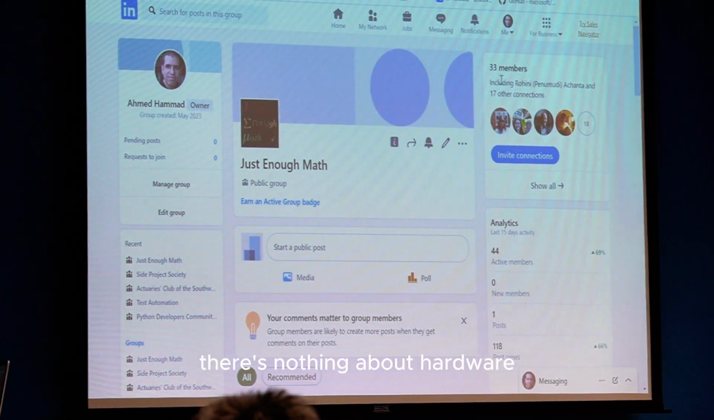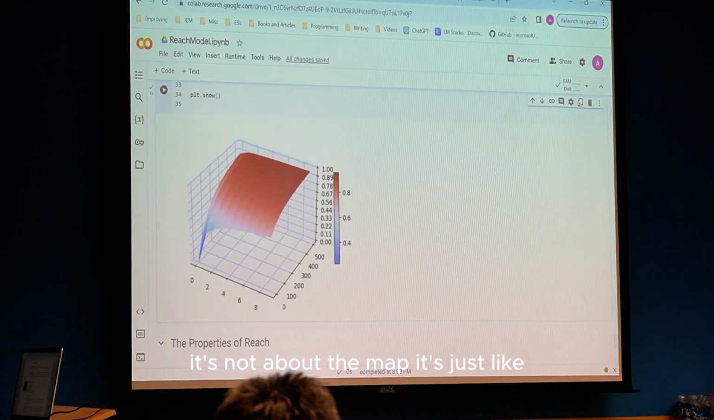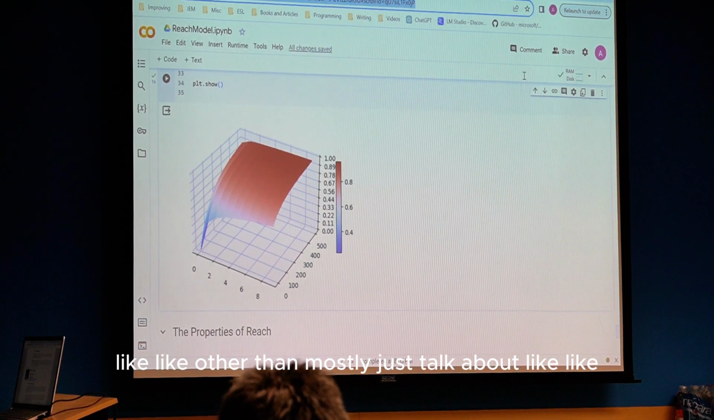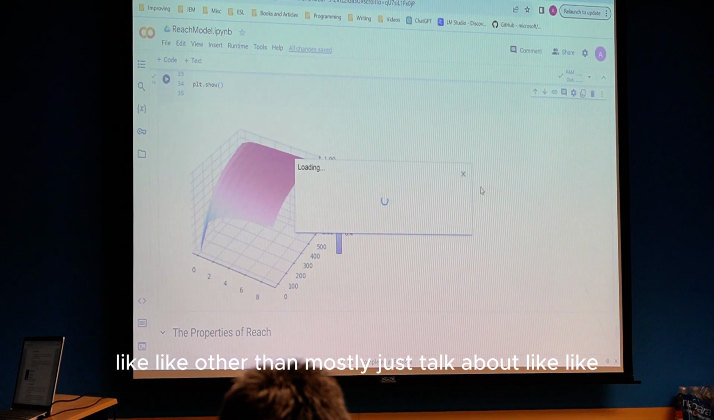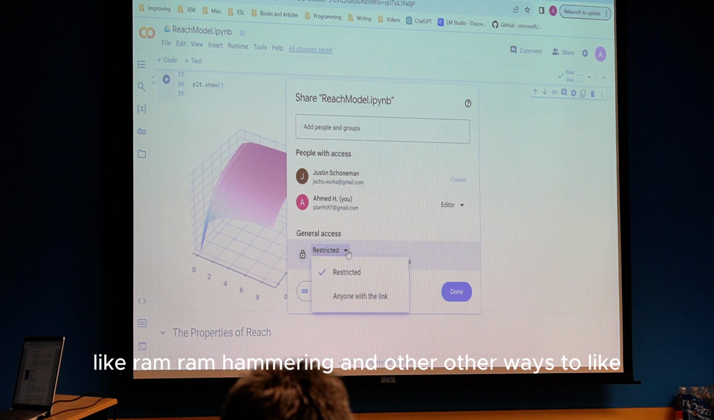Or just talk about hardware. Not the math, the algorithms mostly are secure. Just talk about RAM hammering and other ways to keep the hardware secure.